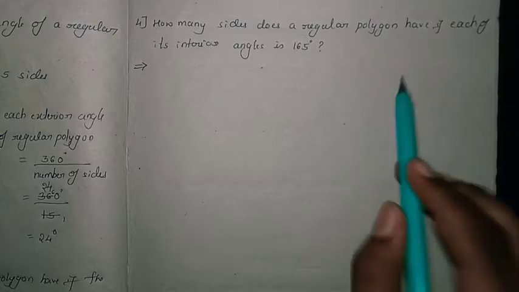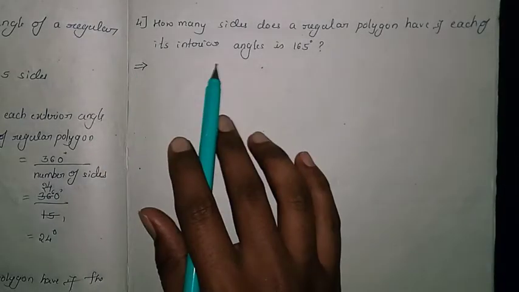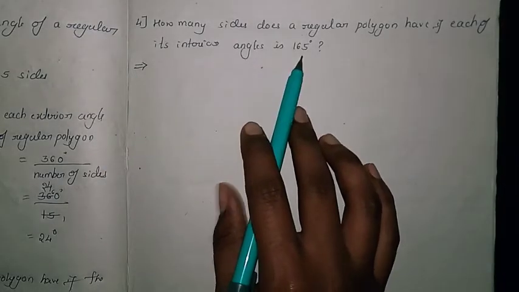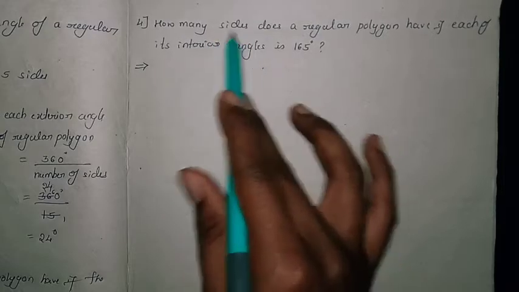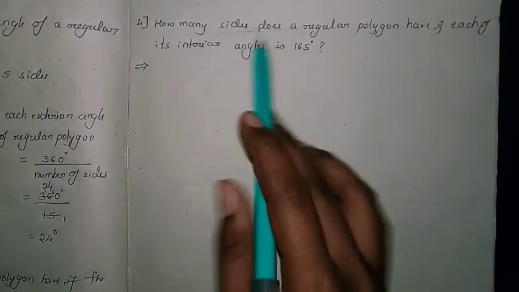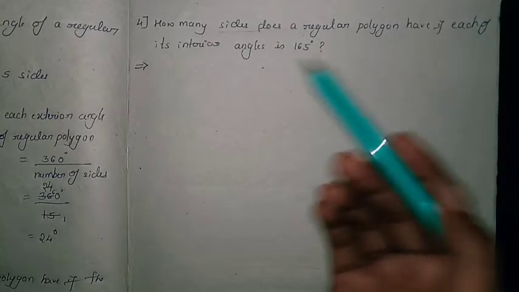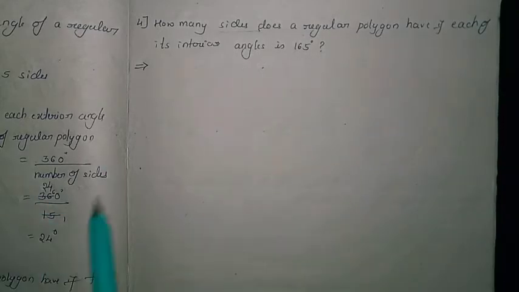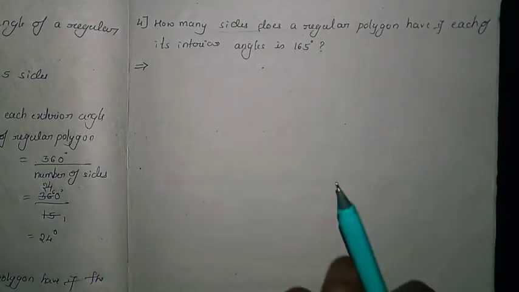Now observe the fourth question: how many sides does a regular polygon have if each of its interior angles is 165? So what you have to find is the number of sides. But you know that it is possible to find the number of sides when you know the exterior angle, but here they have given the interior angle. Then what to do? Again, the question arises.